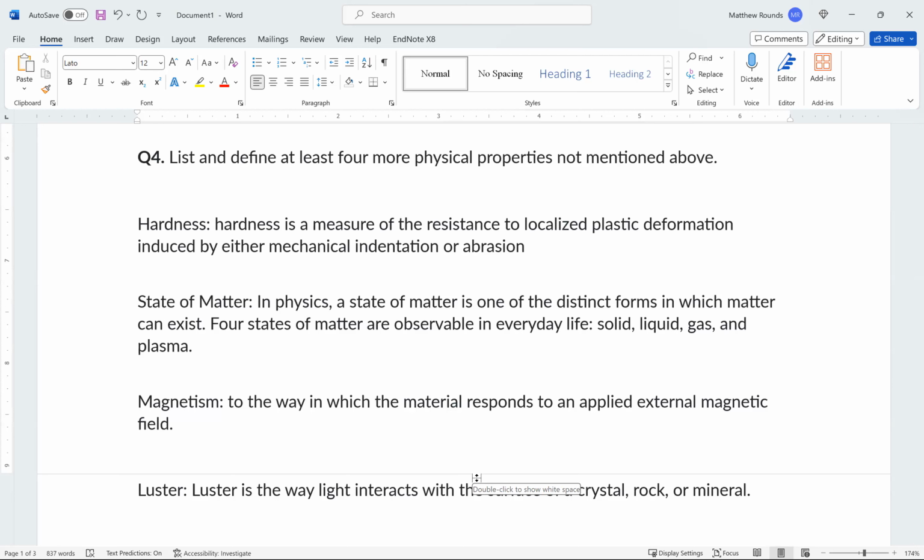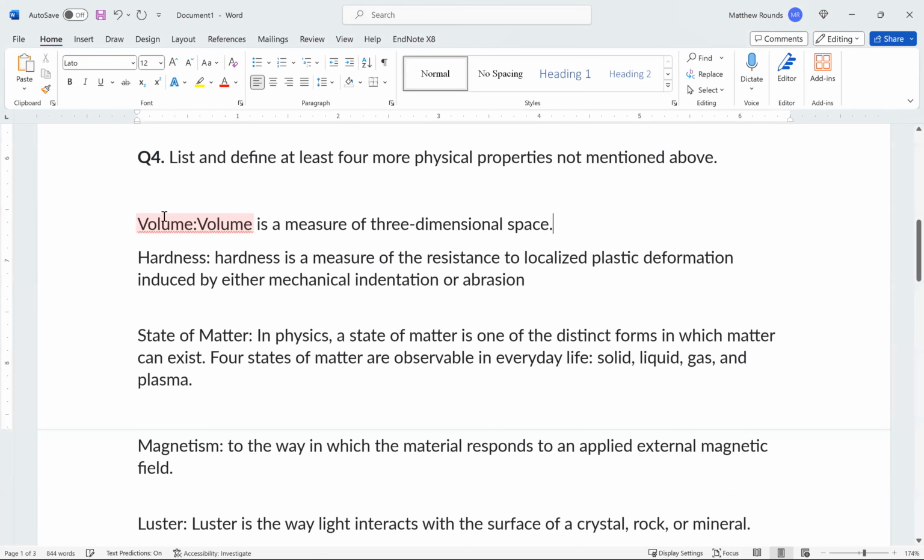Volume is the easiest because everyone knows what it is. All right, there we go. Here's volume. Okay, that's good. So we've got to do it for three of these other ones, or come up with new ones.